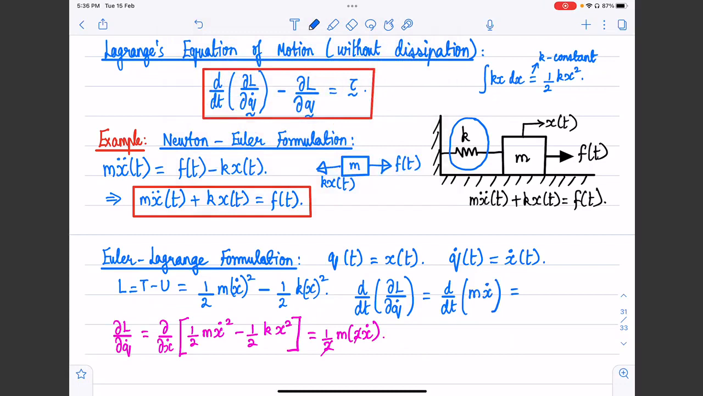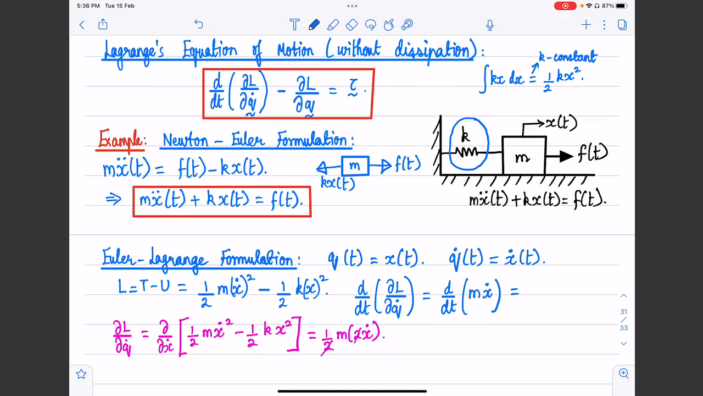So essentially, I get 1/2 m times 2x dot. For the second term, which is the potential energy of the spring, that contains only a term involving x. But I am interested in the partial derivative with respect to x dot. So the partial derivative of 1/2 kx squared with respect to x dot becomes 0. That's why I get the answer as mx dot.